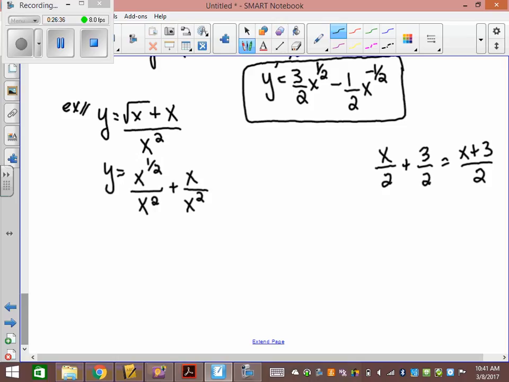So we're going to get y equals x to the 1/2 minus 2. So I'm going to write it like this, 1/2 minus 2. I'm not going to skip steps so you make sense of it. And then we're going to have plus x to the 1 minus 2.